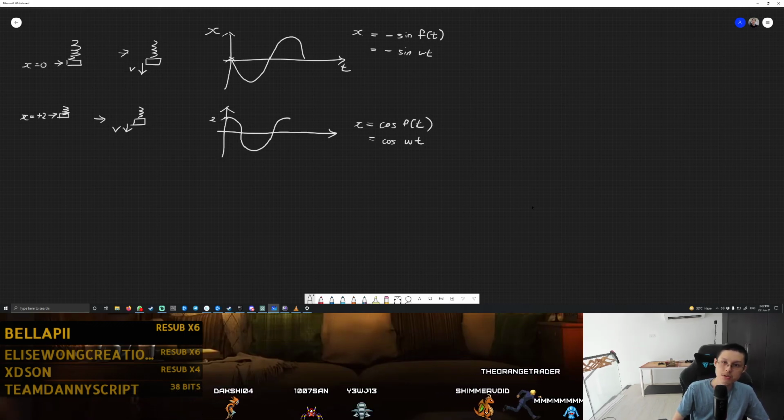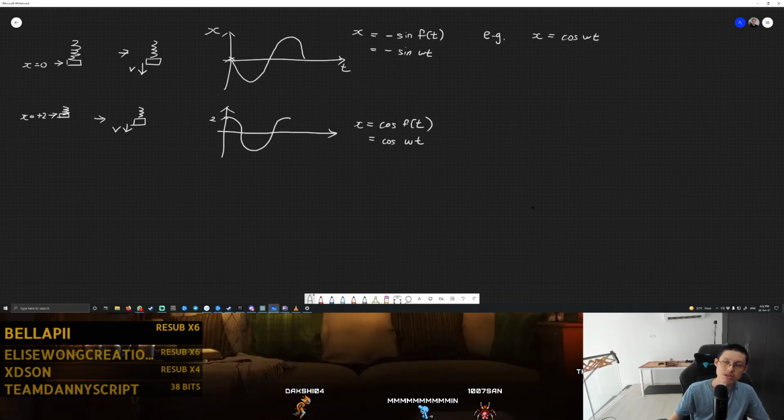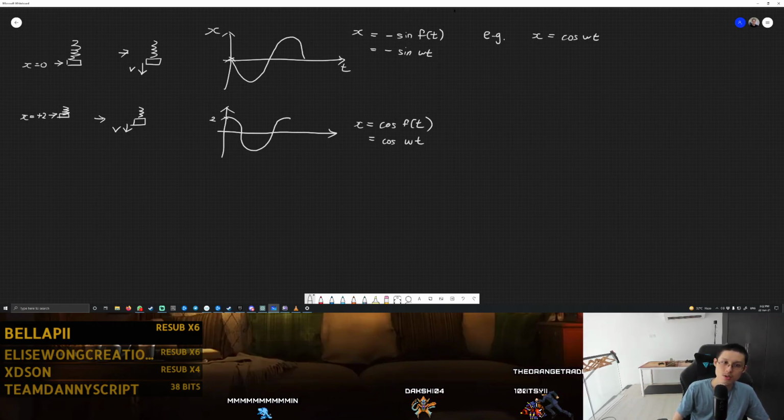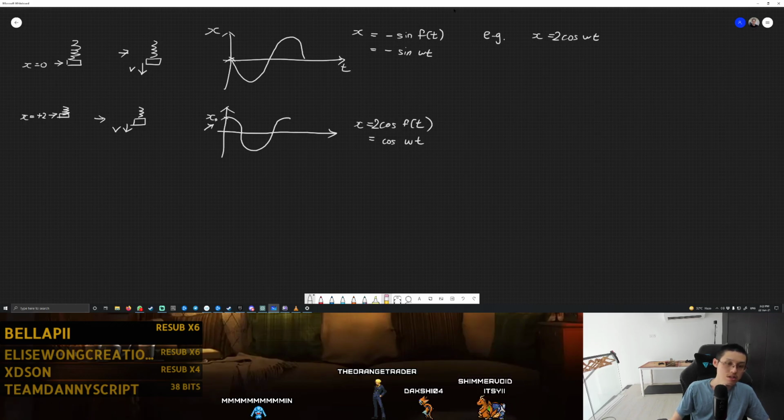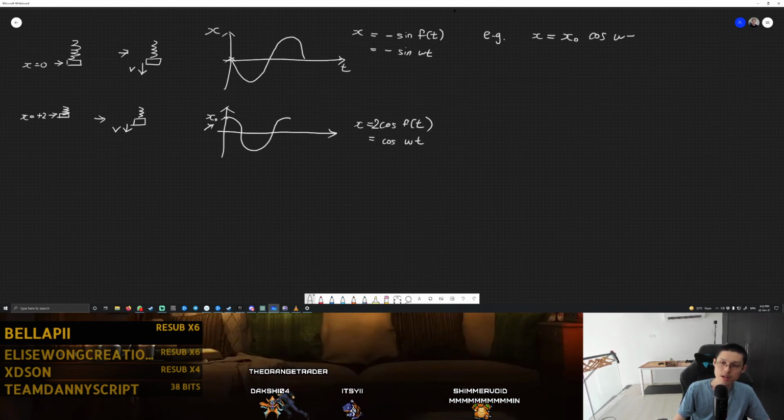Now, let's say we start with this one. Let's say our initial condition is actually cos omega t. So we start by pushing it to the top, and then we release it, and then it drops. Technically the amplitude is 2, so we should put a 2 over here. But let's say we do it for the general case, and we say the amplitude is x0, where x0 is the maximum value of x. So we'll call this x equals x0 cos omega t.